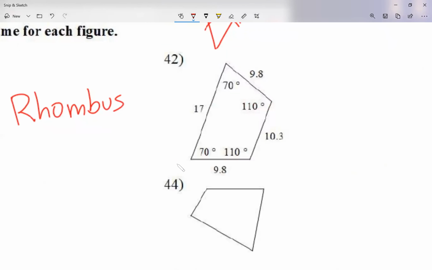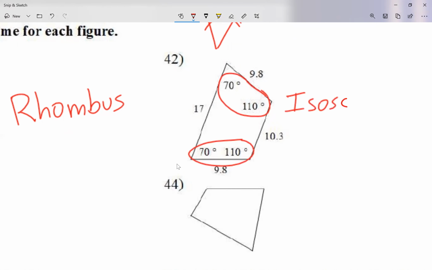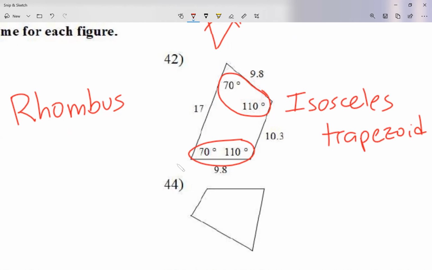That looks like a trapezoid. It's just tilted. The interesting part is that I'm going to call this the two angles of the side, and these are the two angles of the side. Notice how they repeat. So I'm going to call this an isosceles trapezoid. Right, that's an isosceles trapezoid. So it is a trapezoid, but a little more specific, an isosceles trapezoid, because the sides are equal. The 9.8 sides are equal.